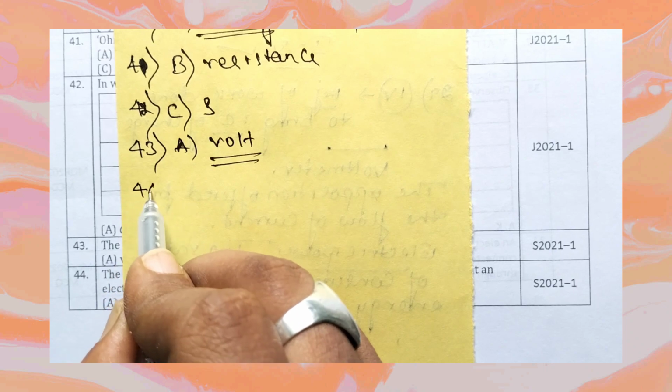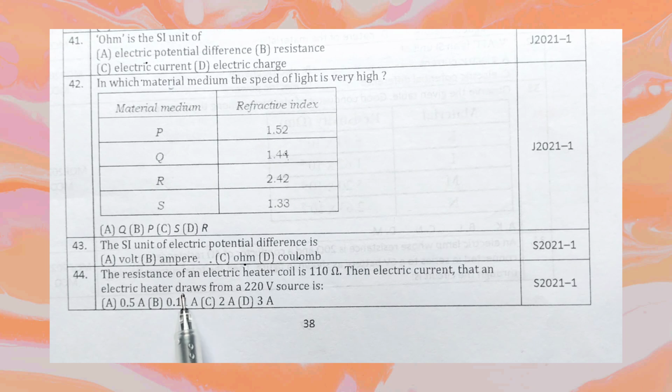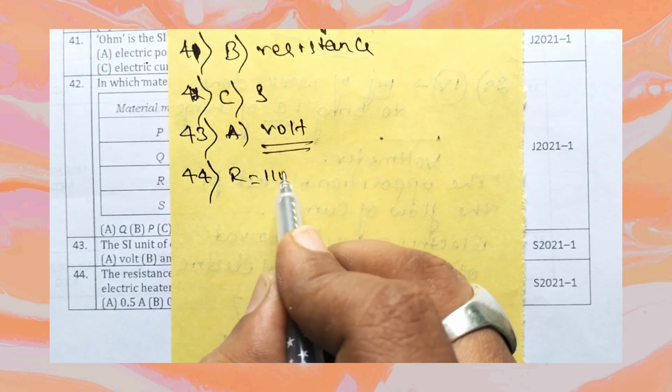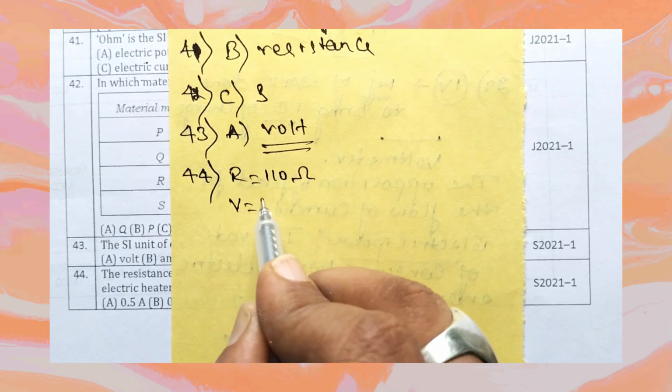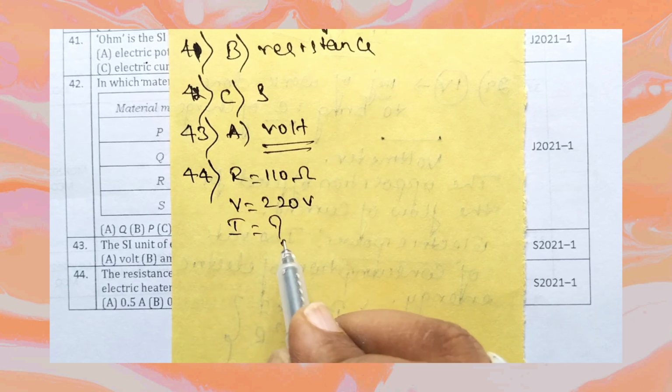Now let us move to the 44th question. The 44th question is: the resistance of an electric heater is 110 ohm. The electric current that the electric heater draws from a 220 volt source is, resistance is given, voltage is given. Now we have to calculate the current. So what is the resistance? 110 ohm. R is equal to 110 ohm. Then voltage is equal to 220 volts. Then I is equal to question mark.